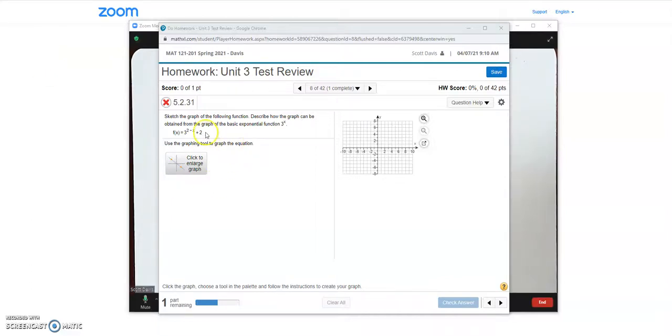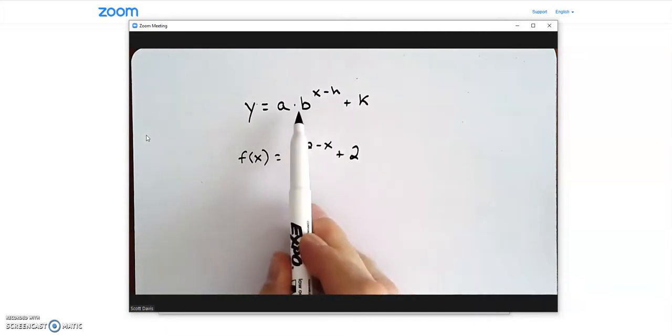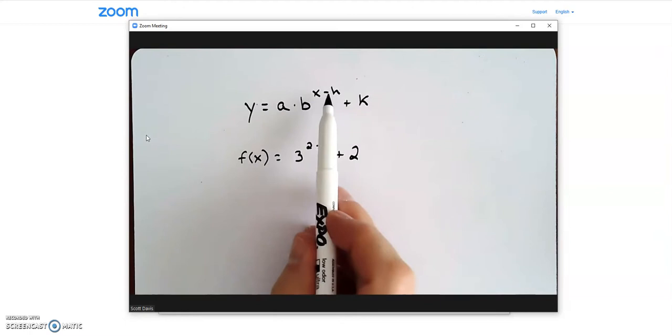In this example, we are going to walk through how to graph an exponential equation in MyMathLab and all the little pieces that it takes to make this work. So let's talk about the equation real quick. This is your basic exponential. The b value is going to determine growth or decay.